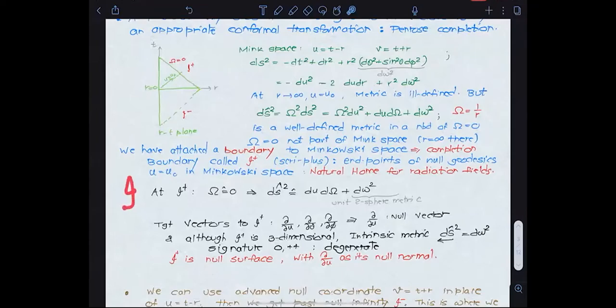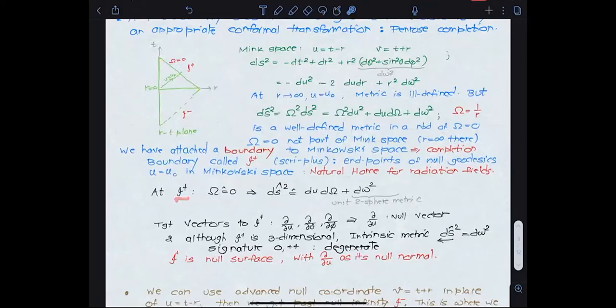Scri is short for script I, and plus means I'm using retarded coordinates. I'm going to the future, and that is why it is plus. If I had used v as my coordinate instead of u, going along v equal to v naught, that would be the advanced coordinate up here, and then I would go to past infinity, and that will be called scri minus as it is written here. So currently I'm just focusing on scri plus.